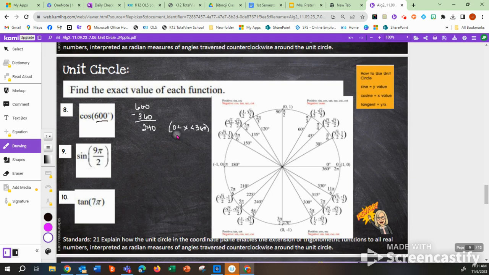240 is between 0 and 360, so I'm going to find 240 on the unit circle. 240 is right here. They're asking me for cosine, which is the x value. So they're asking me for the x. So the answer to that one is negative 1/2.